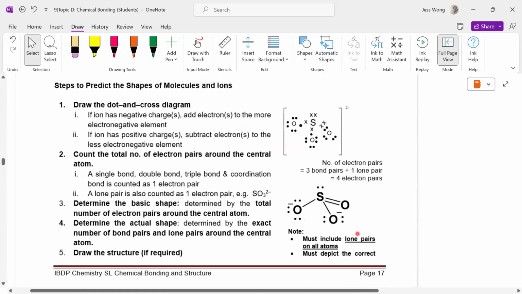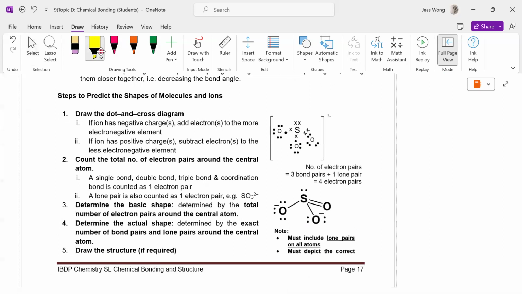cross diagram, now we are on page 17. After we have drawn the dot and cross diagram, we count the electron regions around the central atom. You may want to change the pairs to regions, because I find that regions is easier for students to understand. So count electron regions. A single bond, a double bond, a triple bond, whether it's a coordinate bond, is still counted as 1 electron region. A lone pair is also counted as 1 electron region. Same, a radical is also counted as 1 electron region.